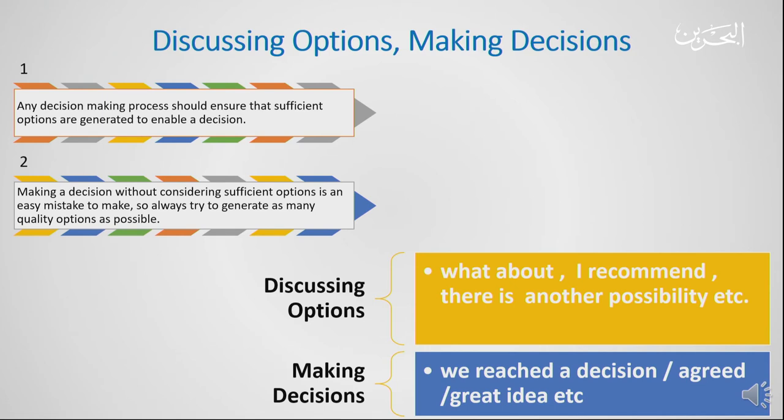When you want to discuss options, you can say, what about, if you want to suggest more. Or I recommend, if you want to recommend. And of course, there are other words that you can use. And how about making decisions? You say, we reached a decision. Agreed, it means that you agree with the idea. Great idea, it also means you agree with the idea. Okay, so these words can help you to write about making decisions or discussing options.